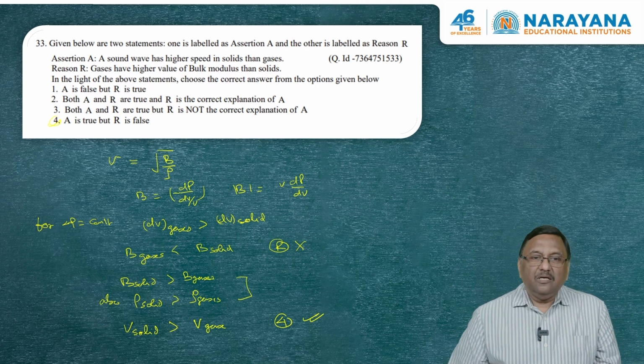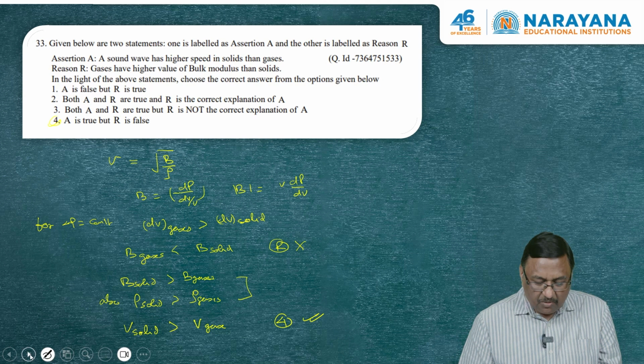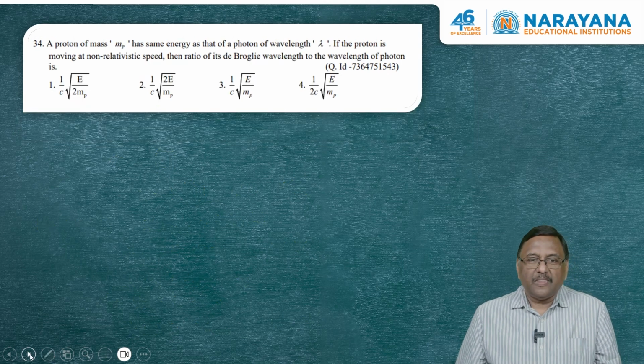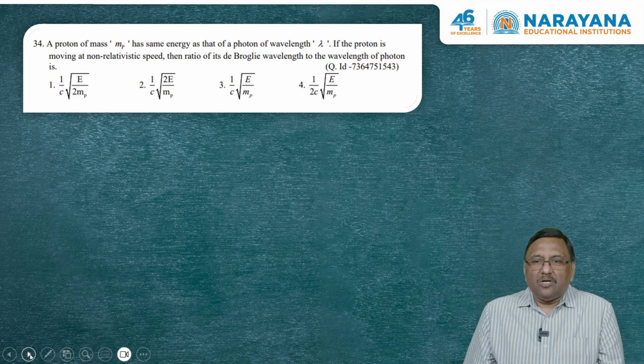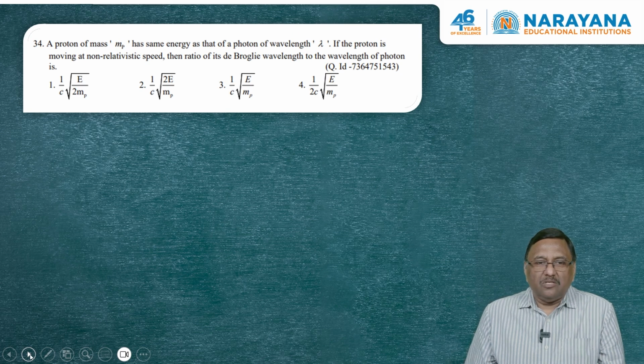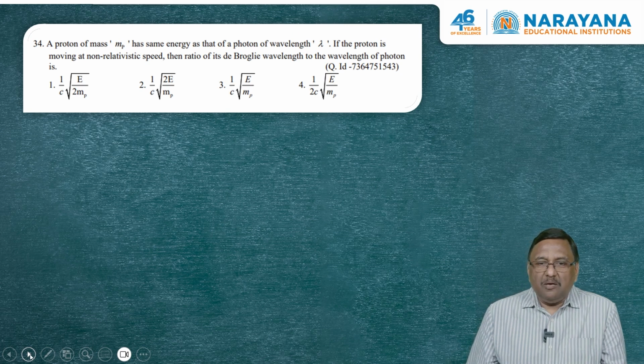So we should go for the next slide, next question. So let me go for the next question. It is question number 34. This question is again based on de Broglie's wavelength. You read the question: a proton of mass mp has the same energy as that of a photon of wavelength lambda.